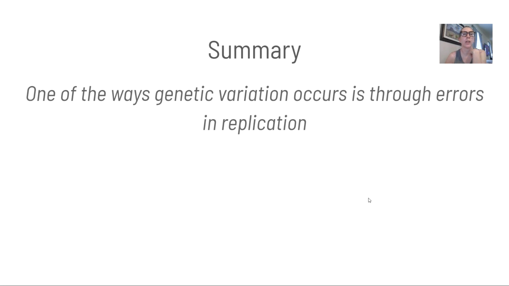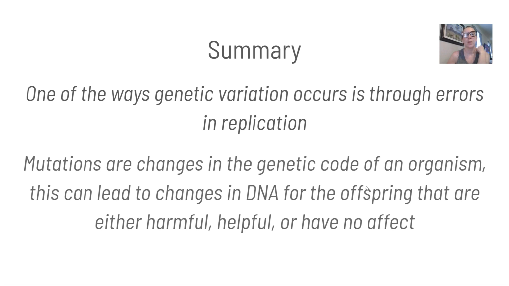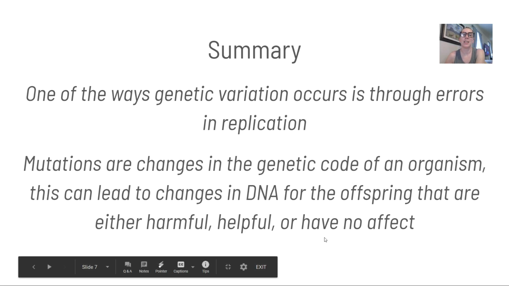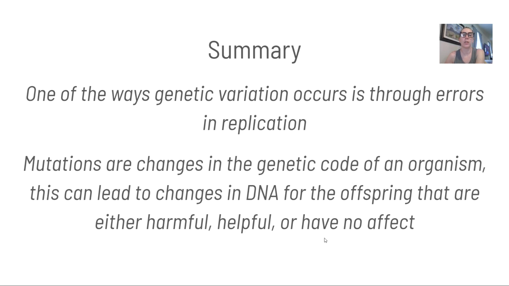Okay, so quick summary. One of the ways genetic variation occurs is through errors in replication. Mutations are changes in the genetic code of an organism. This leads to changes in DNA for the offspring that are either harmful, helpful, or have no effect.